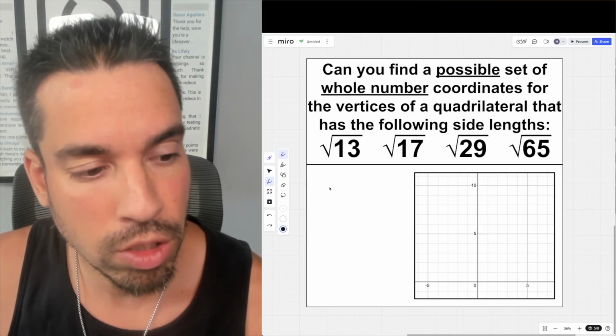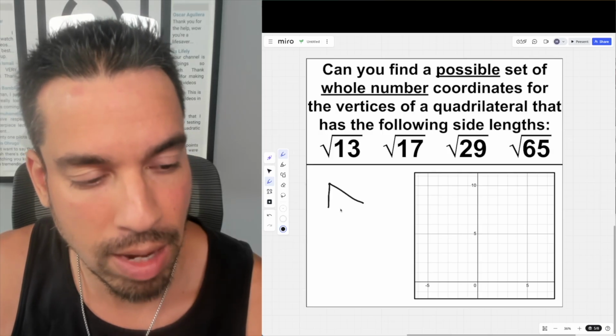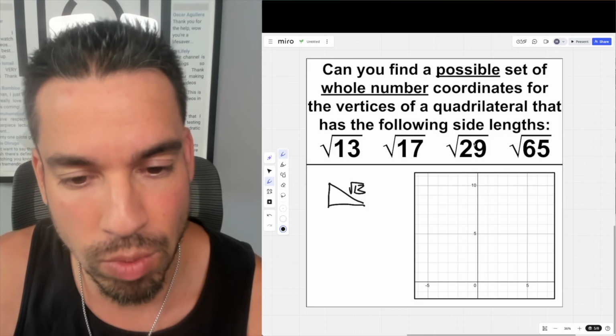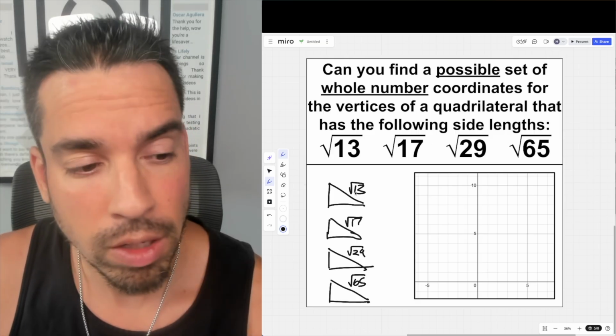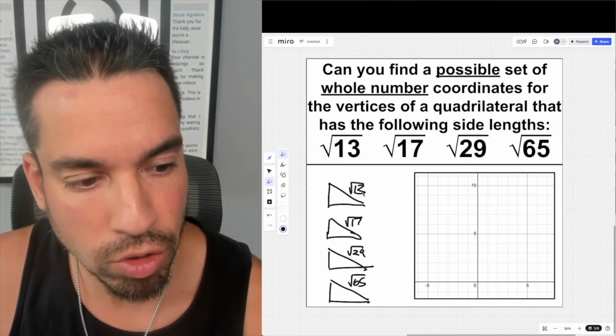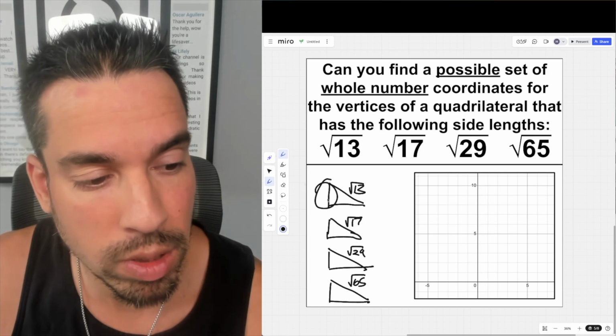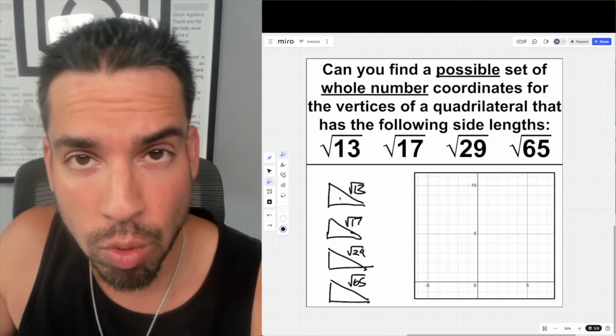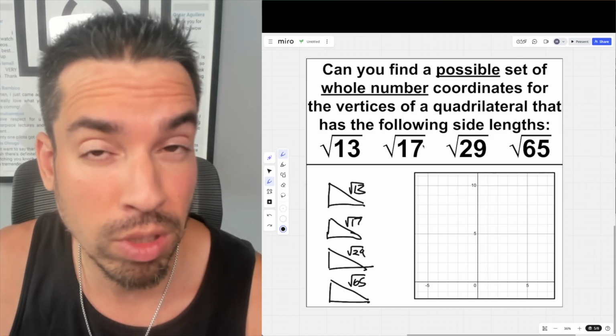So I'm going to draw out some potential triangles here that would have hypotenuse lengths of all of these radicals: rad 13, rad 17, rad 29, and rad 65. If we look at these triangles and these different hypotenuses, we can now start to figure out what the side lengths would be for these different triangles. And that's going to be the vertical and horizontal movement from point to point. So it's going to be really helpful.